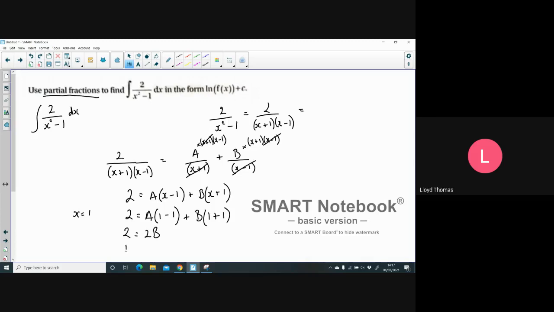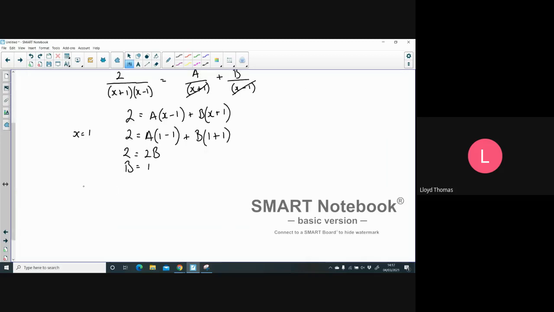So b is equal to 1. The other one I need to substitute in is -1. So we're going to have x equals -1. So I get 2 equals a times (-1 take away 1) plus b times (-1 plus 1). I'll end up with 2 equals -2a, and a is -1.